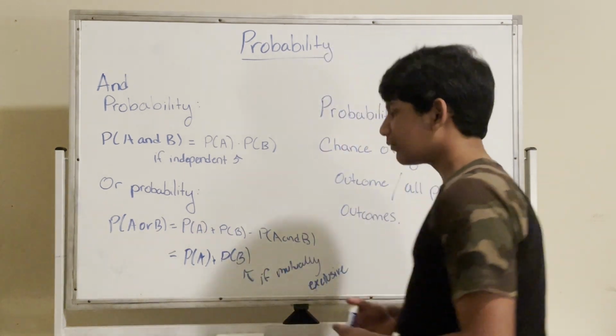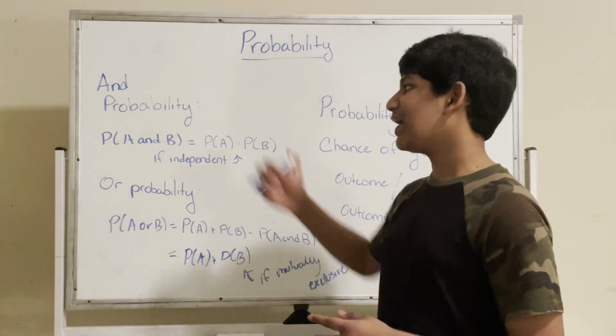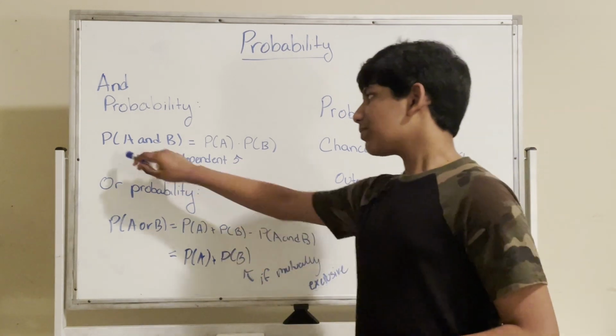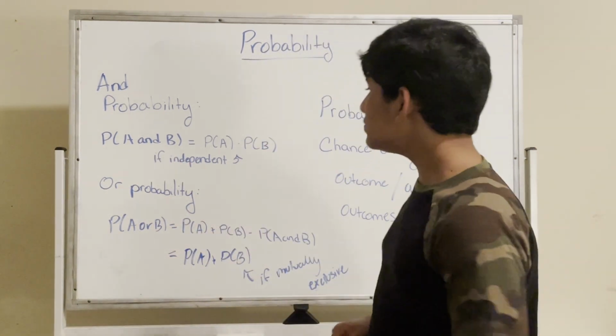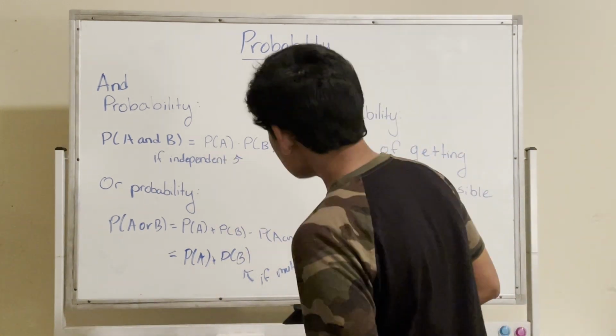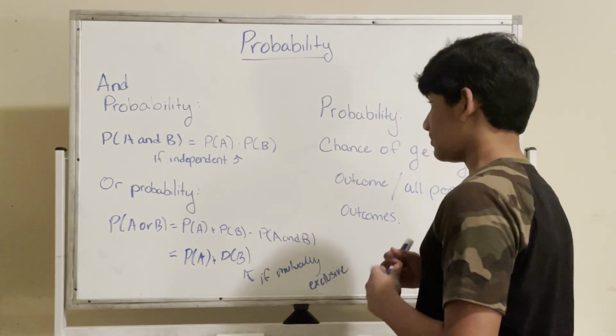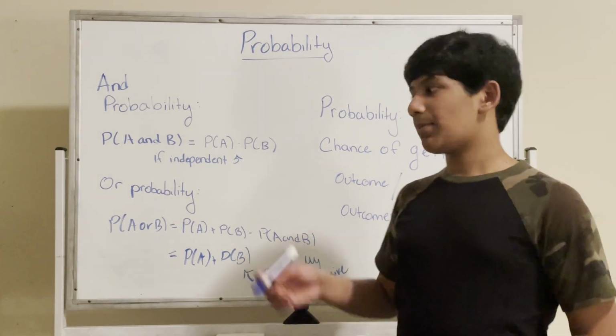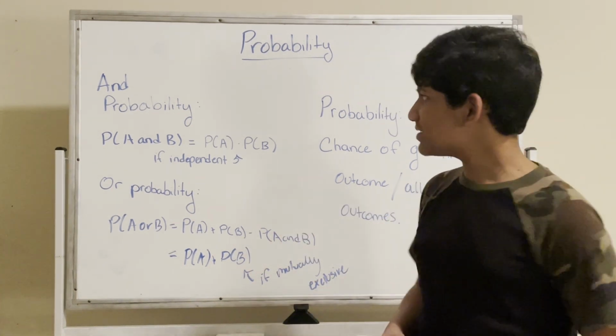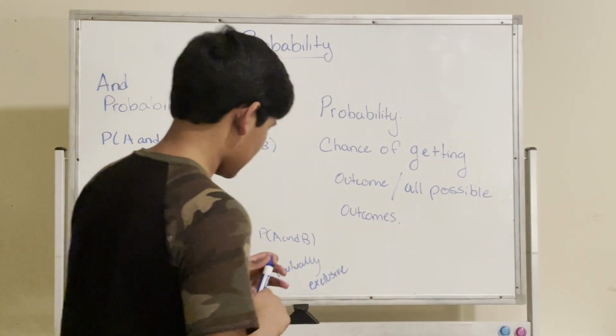Okay. Now let's look at AND probability once more. So the probability of event A and an event B is equal to the probability of A times the probability of event B. Okay, so let's consider a specific problem over here. So let's consider that we have a dice.